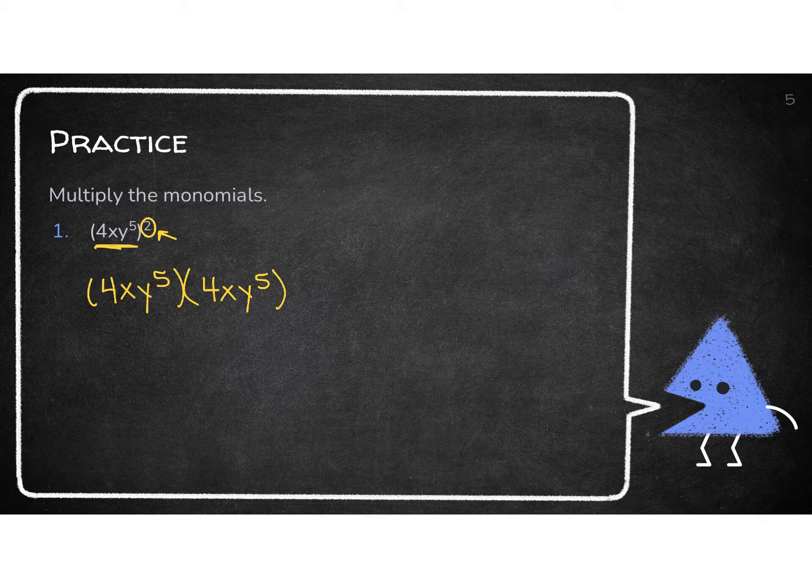Now you're doing exactly what you did yesterday. Multiply the big numbers, add the little numbers. So x to the 1 plus 1 is 2, y to the 5 plus 5 is 10. I am done because my x and my y only show up once.